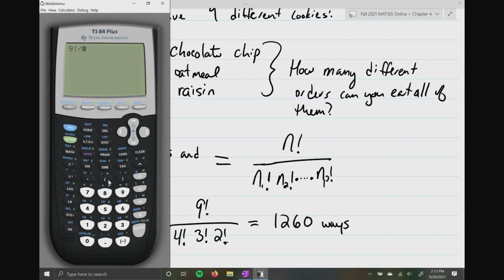So we're going to put it in parentheses. So parenthesis 4 factorial times 3 factorial times 2 factorial. End the parenthesis. So this is going to tell the calculator all 3 of those values are in the denominator. If you do not do that, you are going to get this answer wrong. I guarantee it. Okay, so you got to be careful about how you type it in. So then you just hit enter, and there's our 1,260 ways again.